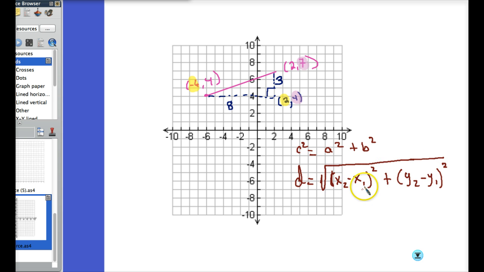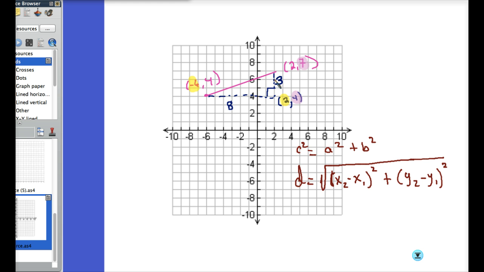That looks really complicated, but if you guys just keep in your head that this is actually just a squared plus b squared equals c squared, it's just rewritten. And this is called the distance formula, and it's just an easy way to find the length of a line segment if you know the coordinates at each endpoint.